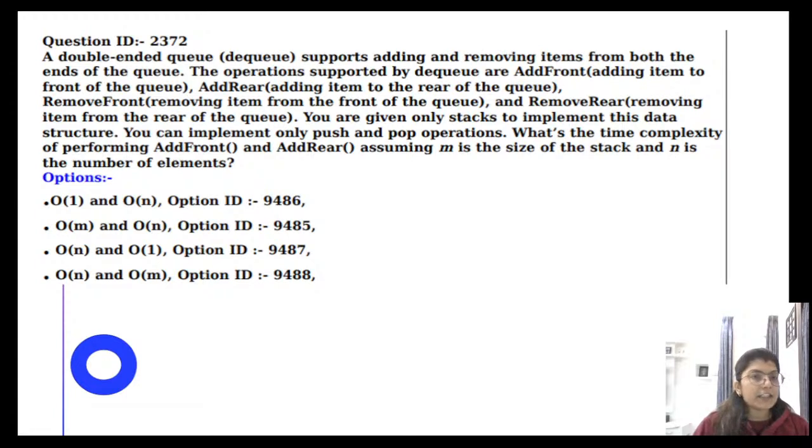Now, a double-ended queue, that is a DQ, supports adding and removing items from both ends of the queue. The operations supported by DQ are add front, adding an item to the front of the queue; add rear, adding an item to the rear of the queue; remove front, removing an item from the front of the queue; and remove rear, removing an item from the rear of the queue. You are given only stacks to implement this data structure. You can implement only push and pop operations. So what's the time complexity of performing add front and add rear, assuming M is the size of stack and N is the number of elements? Try karo.